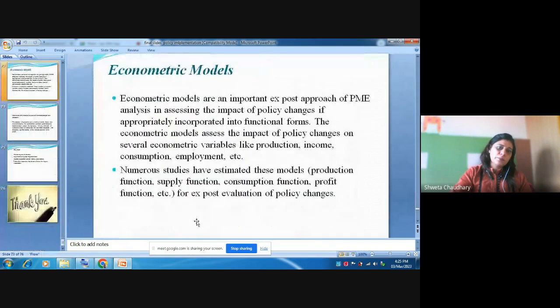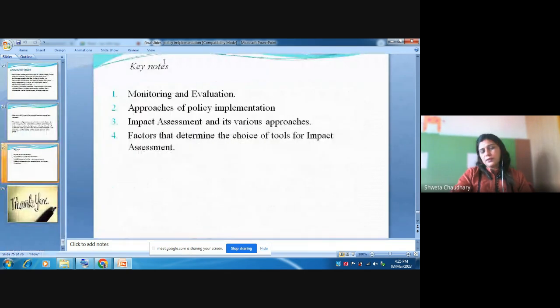So this is all about today's lecture. Lastly, you should know about monitoring and evaluation approaches of policy implementation, impact assessment and its various approaches, and what are the choice indicators for the impact assessment tools. So this is all for today.